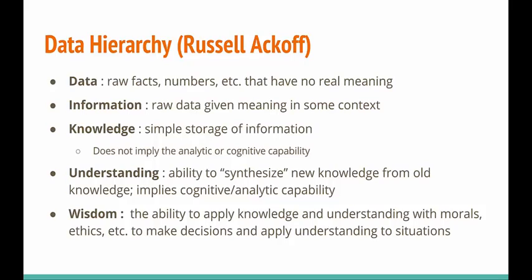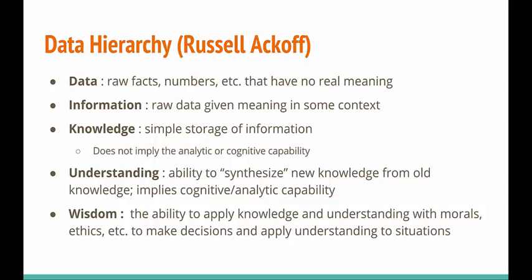A psychologist named Russell Ackoff put together a data hierarchy of terms and helps us to understand the difference between them. At the lowest level is data. These are simply raw facts or numbers that have no real meaning. In general, you can think of something like 21.2 as just a piece of data. By information, we mean raw data that's given meaning in some context. Using the earlier example of 21.2, we could use that to form information by saying something like, this car gets 21.2 miles to the gallon.